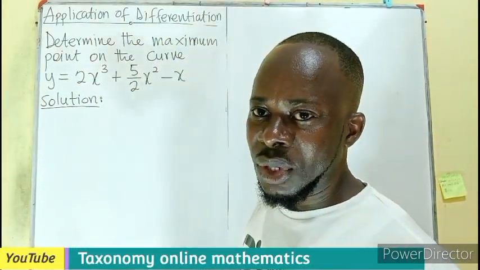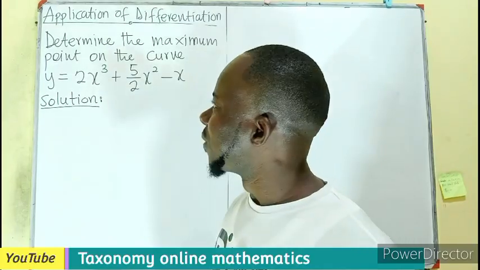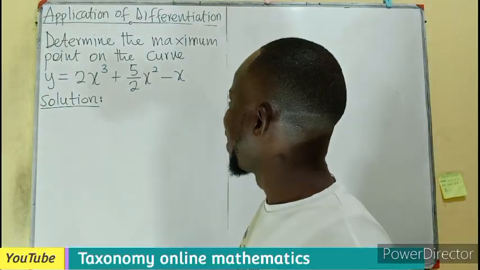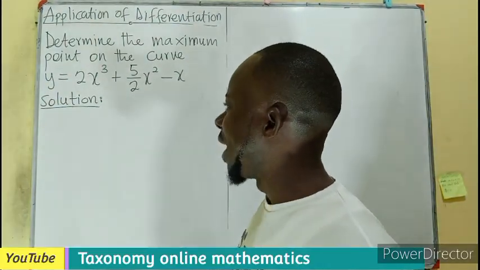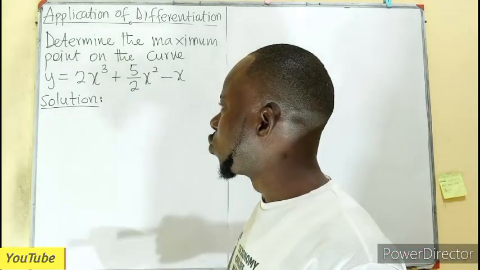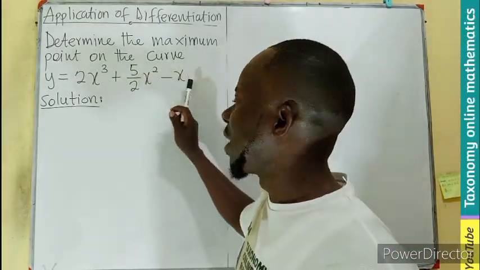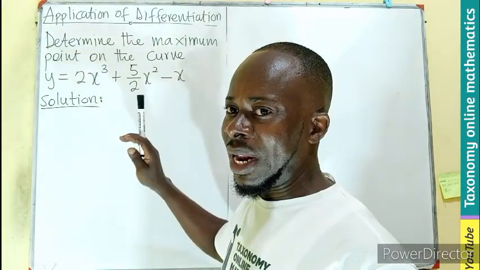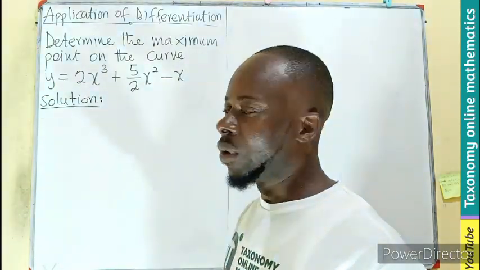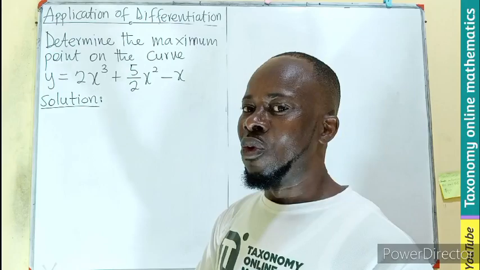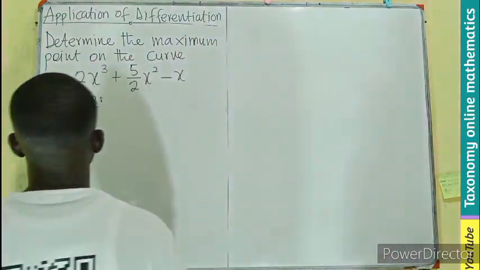Still on the application of differentiation, calculus 3. We have to determine the maximum point on the curve y equals 2x cubed plus 5 on 2 x squared minus x. Remember the steps we follow. The first step is to find dy/dx of the equation.